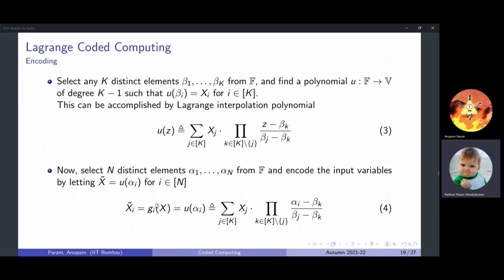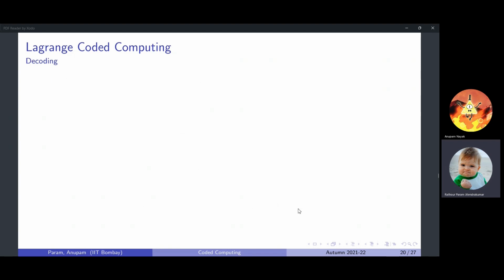So what happens in this phase is that x tilde can be written as a linear combination, where for every xi data set part we have this product term. That's how encoding takes place, and then the workers compute y tilde equal to f of x tilde, which is equal to f of u of alpha i, and send this y tilde to the master.